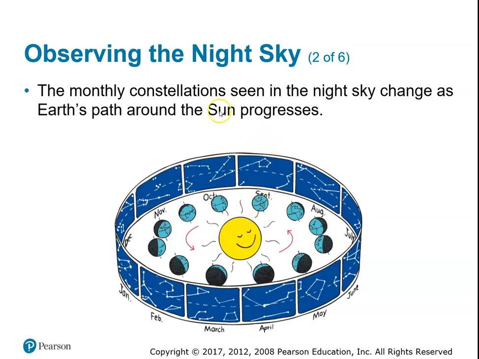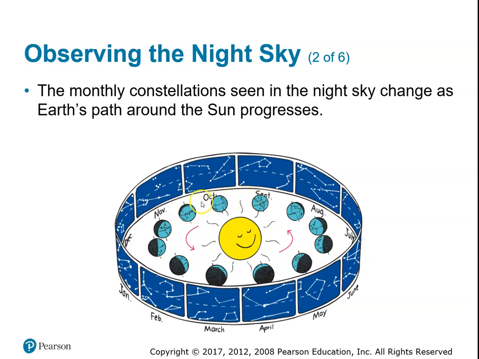All right, so as the Earth orbits the sun, of course, we take a little more than 365 days. It's 365 and a quarter of a day, roughly.